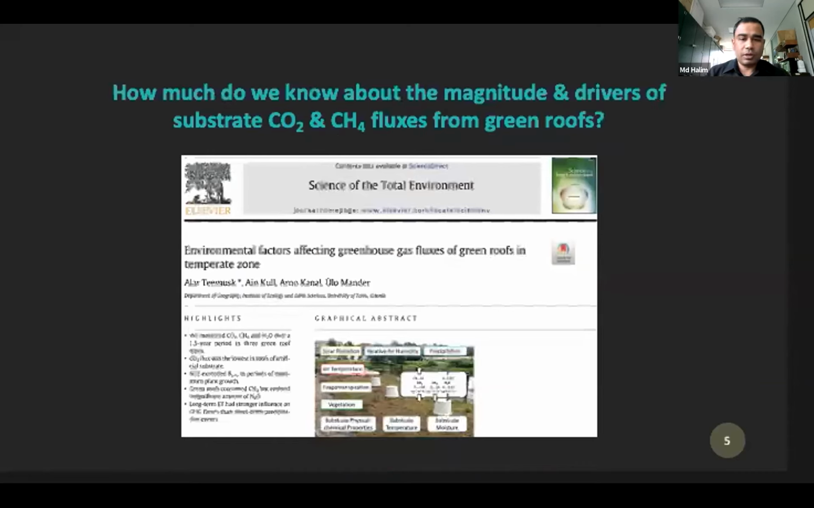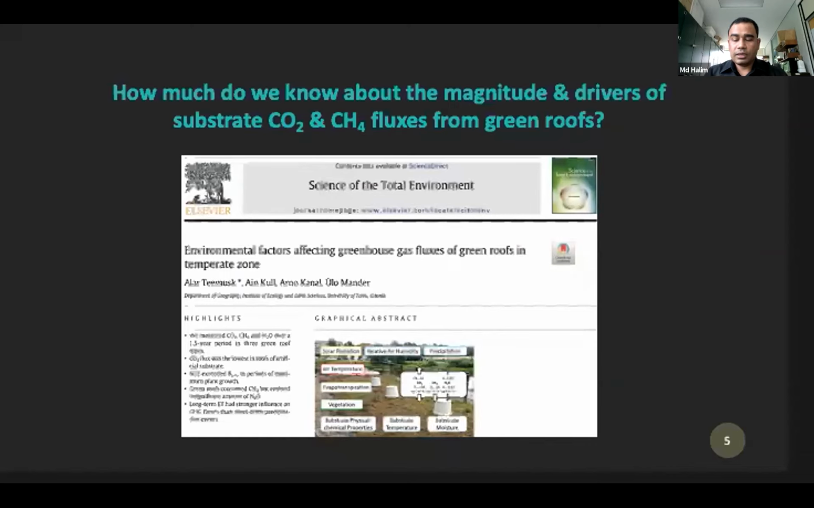So how much do we know about the magnitude and drivers of substrate carbon dioxide and methane fluxes from green roofs? Among various ecosystem services, the carbon sequestration potential of green roofs is, as I mentioned, of recent interest. However, our understanding of the green roof's role in carbon sequestration is limited. Some previous studies looked at the carbon sequestration potential of green roofs, and they found that green roofs have the potential to sink carbon. However, they completely overlooked methane fluxes, a 30-times more potent greenhouse gas compared to carbon dioxide in terms of global warming potential.